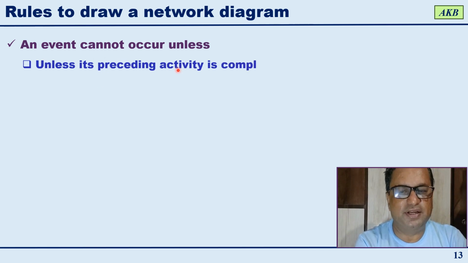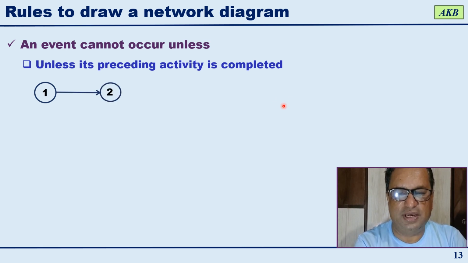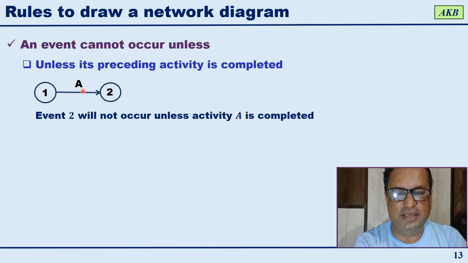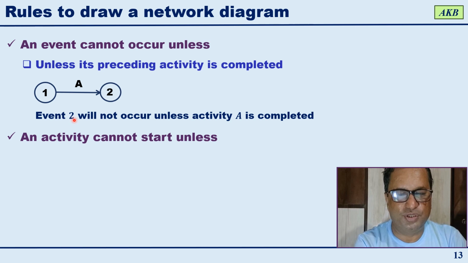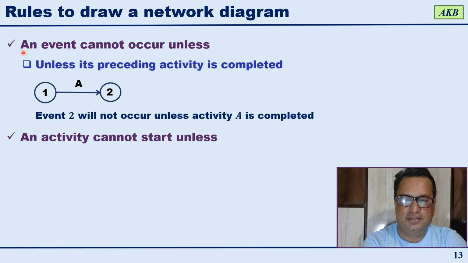Then the next rule is an event cannot occur unless its preceding activity is completed. If you have event 1 as the start event of activity A and event 2 as the end event of activity A, now event 2 is going to occur only when activity A gets completed. So event 2 will not occur unless activity A is completed. That's why you have this rule: an event cannot occur unless its preceding activity is completed.